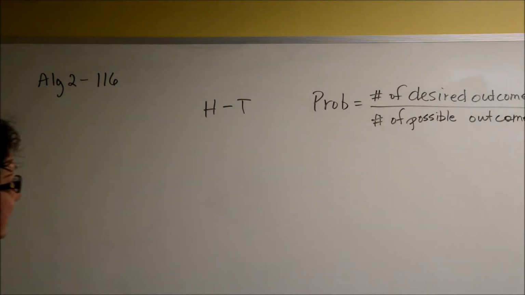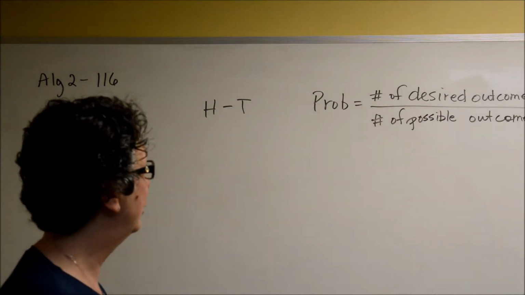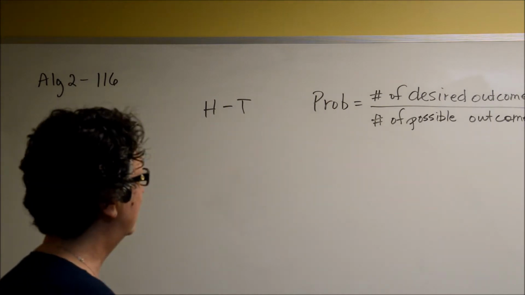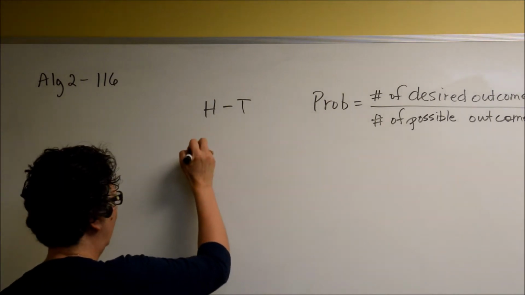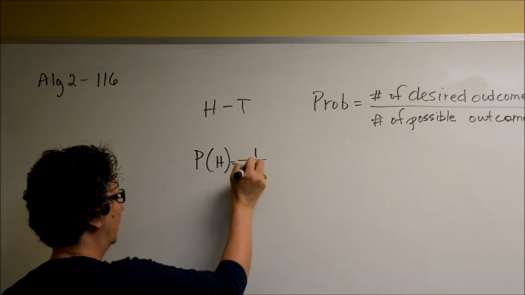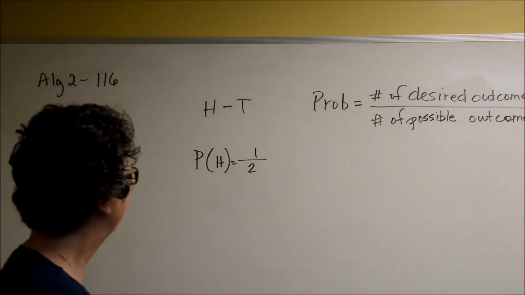That being said, if I say what's the probability that I flip a coin and it lands on heads, there's only one desired outcome, that being heads. And how many possible outcomes are there? There is 2, because it could land on heads or it could land on tails.